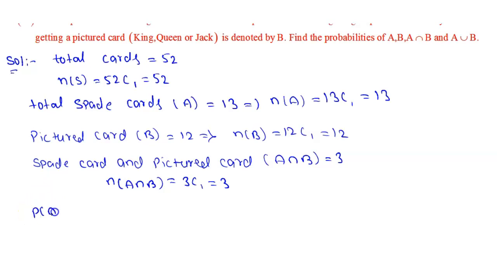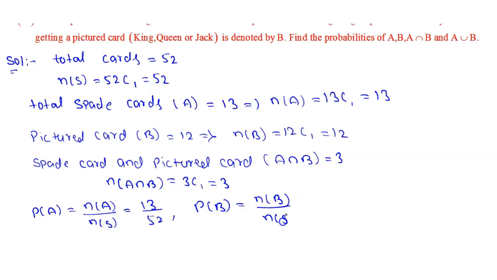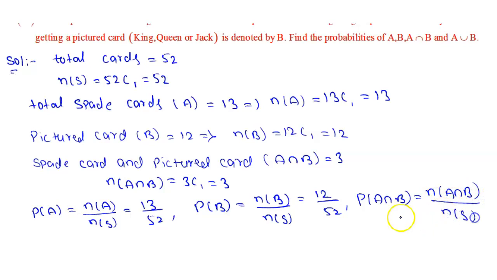P of A is equal to n of A by n of S. N of A is how many? 13. So that is equal to 13 by 52. And P of B is how much? Is equal to n of B by n of S. N of B is nothing but 12. So 12 by 52. And P of A intersection B is equal to n of A intersection B by n of S. So that is equal to 3 by 52.